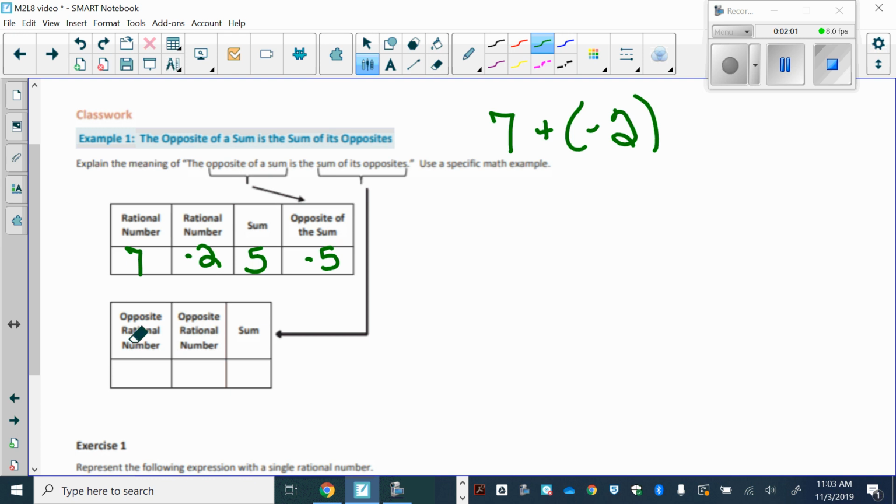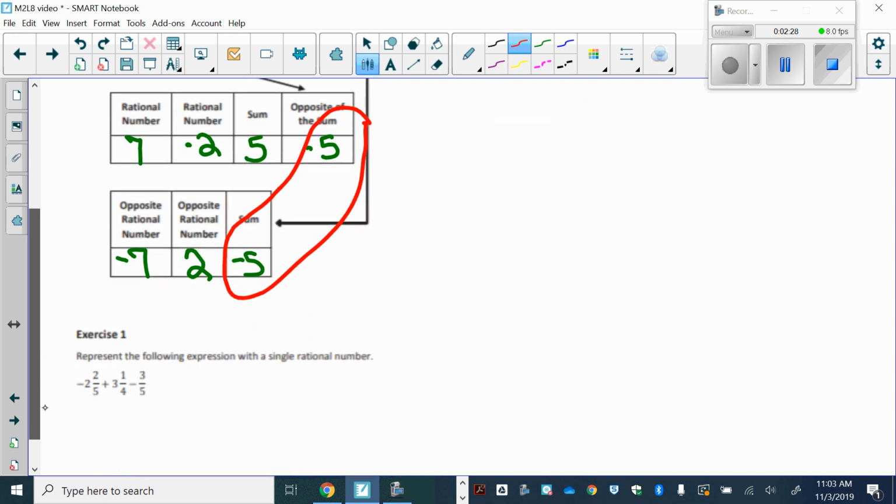The opposite of our first rational number is -7. The opposite of our second rational number is +2. What is the sum of -7 plus 2? It is -5. They're the same. So the opposite of the sum is the sum of the opposites. You'll see why in a little bit.